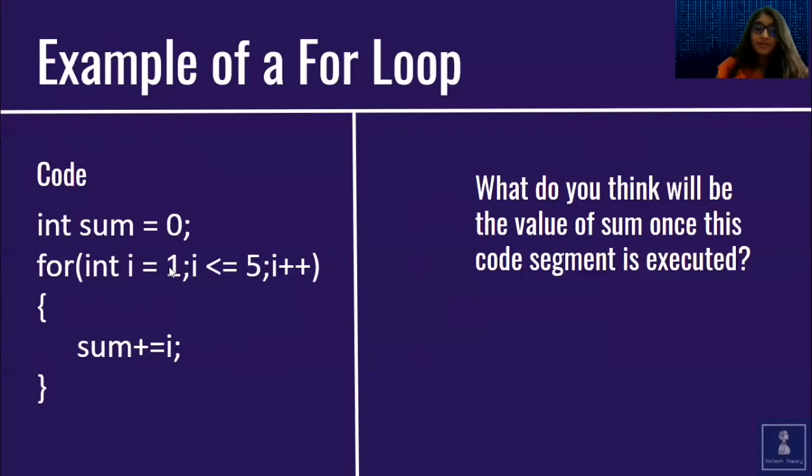First, when we start the loop, i equals 1, right? i is less than or equal to 5, so we go inside. sum += i means that we increase the value of sum by i. Sum is currently 0, so if you add 1, sum is 1. Then i++, i is now 2. Is 2 less than or equal to 5? Yes, so we go back in. sum += i, sum is 1, so 1 plus 2 equals 3. And then we keep continuing this until we reach i equals 5.